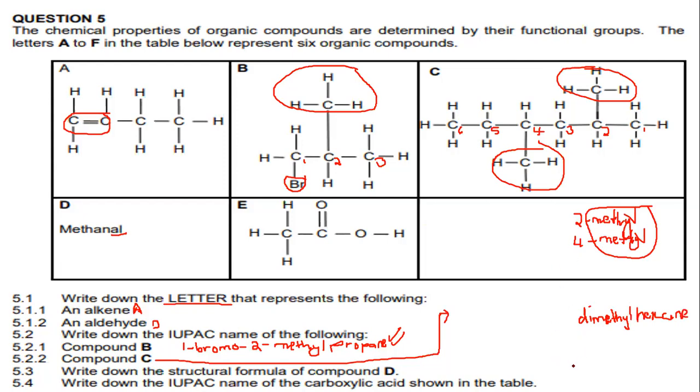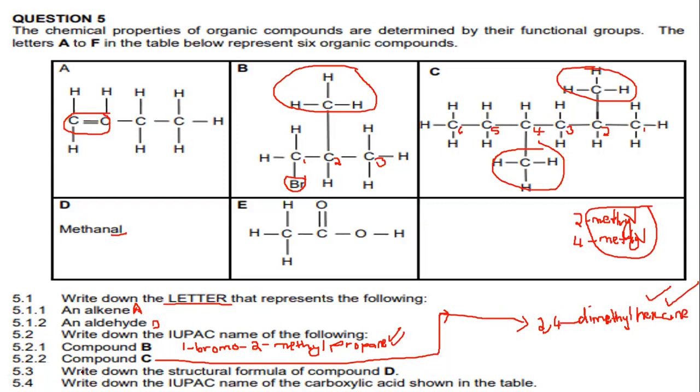Then you need to give the positions. So one is on carbon 2 and the other one is on carbon 4. Then why am I saying 2 and 4? Because one substituent is on carbon 2, another substituent is on carbon 4. And remember, according to IUPAC rules, you must have a comma between a number and a number. And we are still not done. According to IUPAC rules, I must have a hyphen between a letter and a number. Right, so the full name of compound C is 2,4-dimethylhexane, and that is 2 marks.